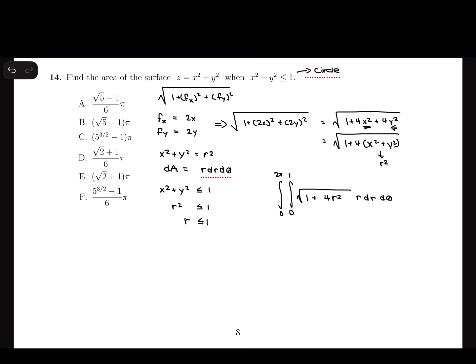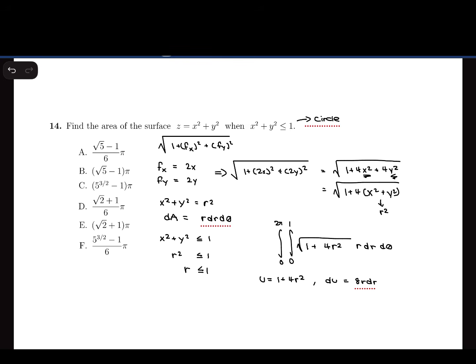Okay, so now we can solve this. Our first step to solving this is a classic case of a u substitution, which in this case, we'll take our u as 1 plus 4r squared. In that case, our du will be equal to 8r dr.